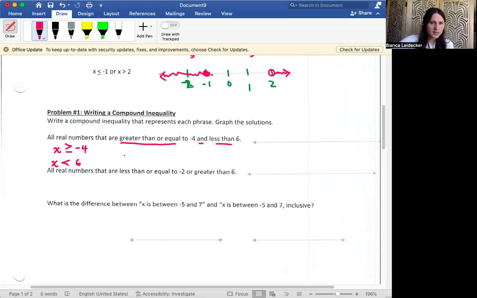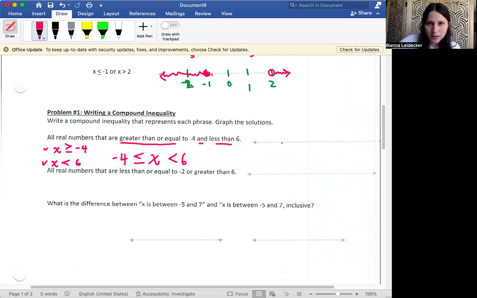Meaning, if I were to bring this together, I could write it where x is in the middle. And usually I'm going to put my smaller number on the left side, bigger number on the right side. Then I'm going to think through, okay, that means x is greater than or equal to -4. So -4 is less than or equal to x. And then 6 is greater than x. So x has to be less than 6. So you can write these separately and then think through how you write them as a combined statement.